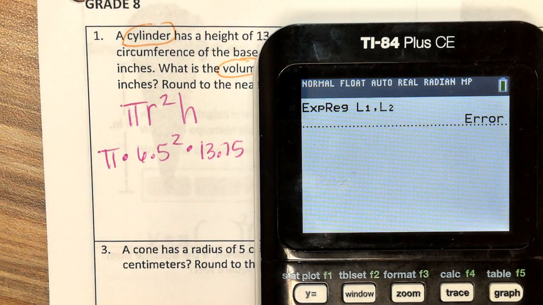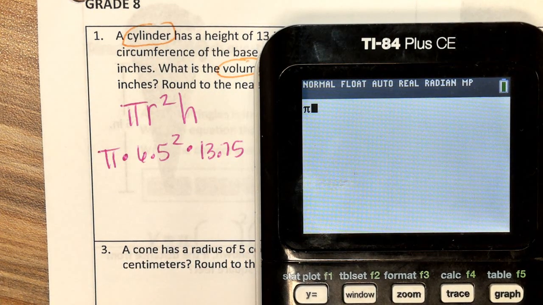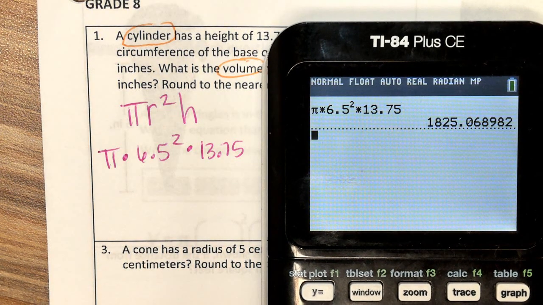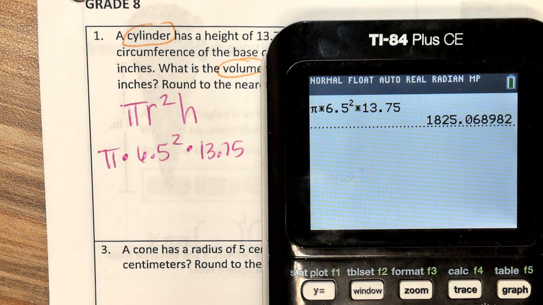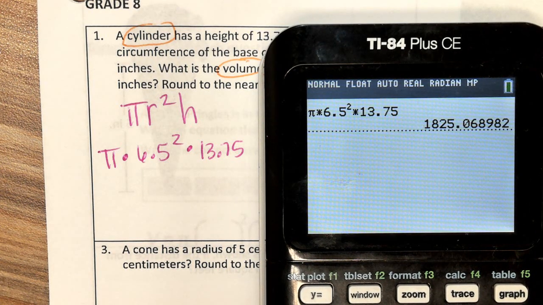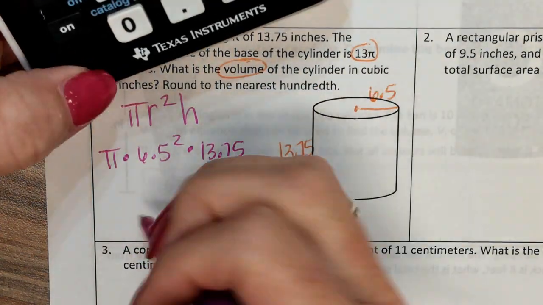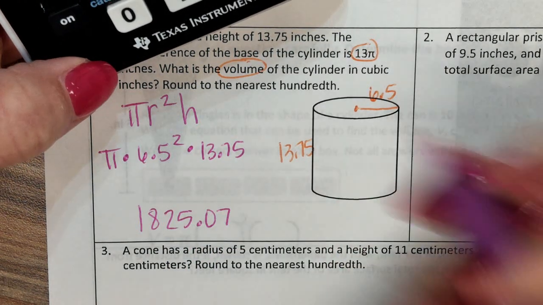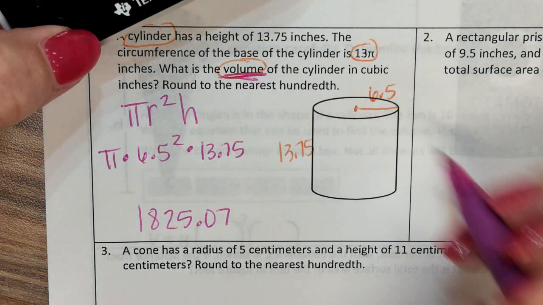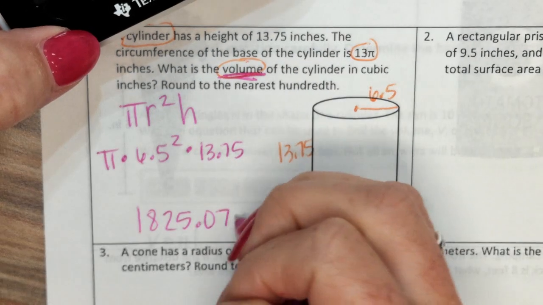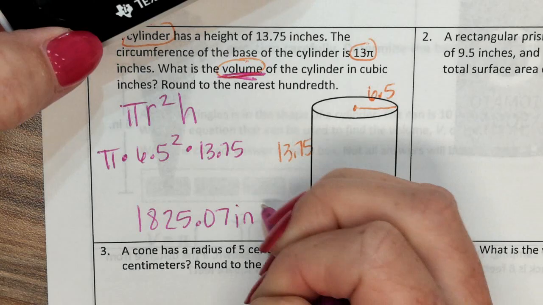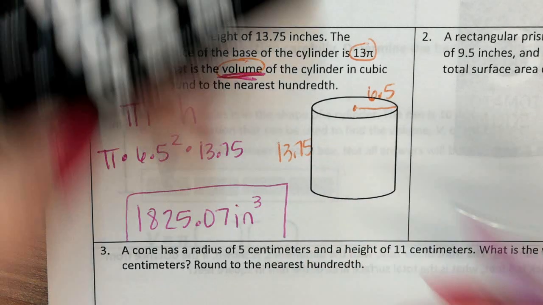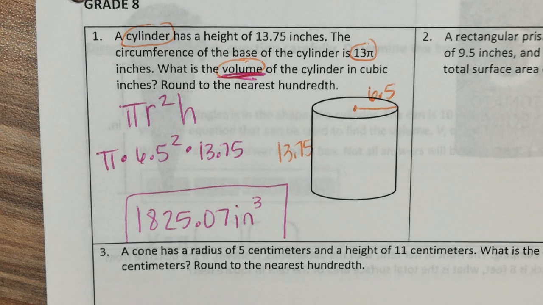Does everybody remember where the pi button is? Yes? So the answer is 1,825.07. And it's volume. How do we write volume? In inches, it's volume cubed. Area is squared, volume is cubed.